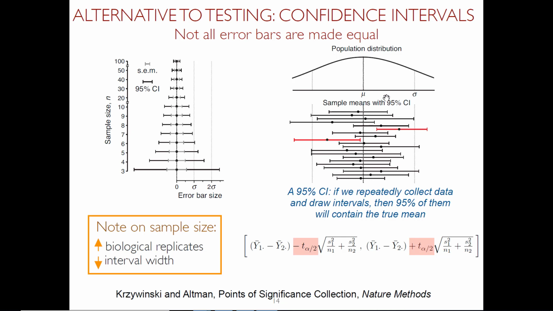And I collect the data 100 times, and I use this procedure to draw 100 of those intervals. A 95% confidence interval is a procedure such that 95 of these 100 intervals will contain the true value. So a confidence interval is a procedure where you use it on your data set 100 times. You get 100 intervals. 95 of those will cover the true value, and 5 will be outside.